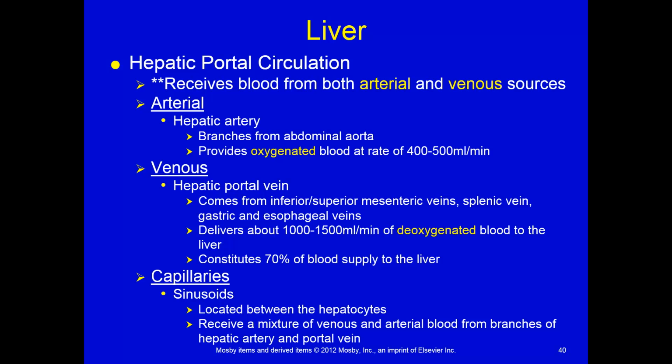And then lastly, capillaries. The capillaries in the liver are called sinusoids, a specific type of capillary found in the liver, located in and around and coating all of those hepatocytes. They receive a mixture of the venous and arterial blood from the branches of either the hepatic artery, feeding the arterial blood, or the portal vein, feeding the liver the venous blood. We'll talk a little more about that on Monday about alterations.